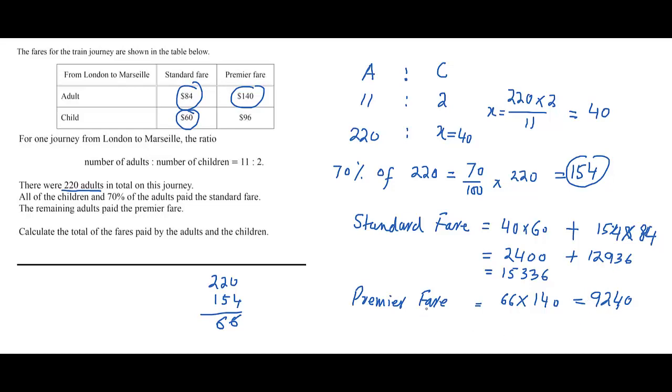So therefore the total fare paid by adults and children: this is the total standard fare, and this is the total premier fare. Adding both of them will give us the total fare. So the answer is $24,576.